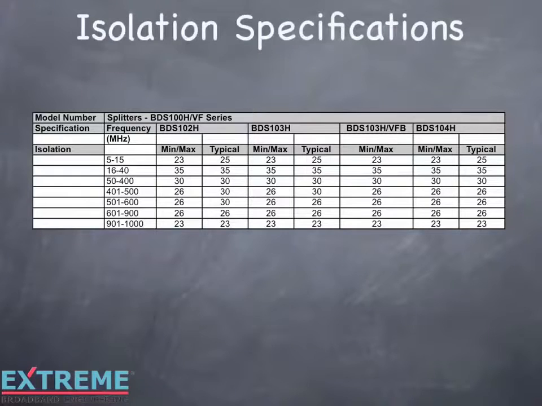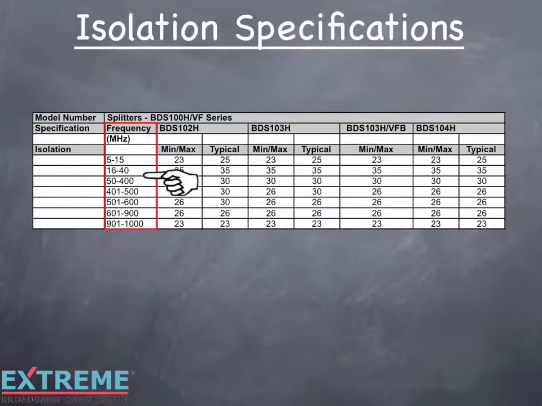Let's take a look at isolation specification sheets. Here we're showing a specification sheet for a broadband digital splitter series, which includes the two-way, three-way, three-way balanced, and four-way splitters. On the left-hand side is the column labeled frequency. Here we break the frequencies into 7 different bands, starting with 5 MHz, going up to 1 GHz.